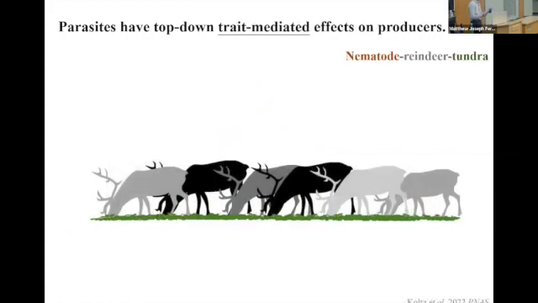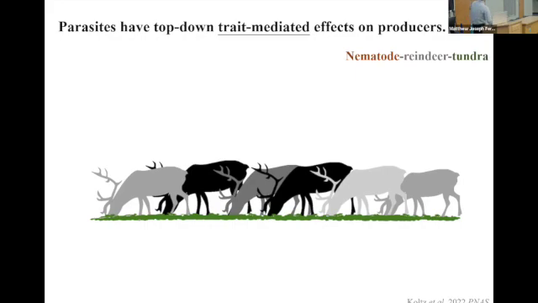The second type is the trait-mediated effect. Parasites change herbivore behavioral or physiological traits, and then in turn affect producers. For this type, several experiments show that parasite-induced anorexia can cause high producer biomass in aquatic systems. However, for terrestrial systems, there was rarely a study.